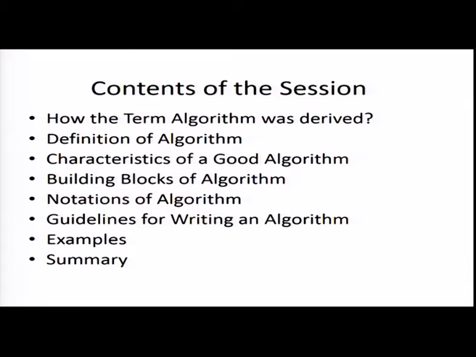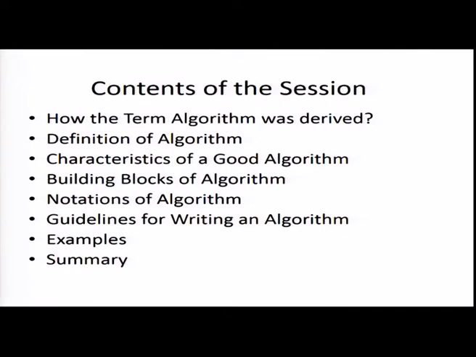So the contents of the session are: we will see what an algorithm is, how the name algorithm was coined, what the definition of an algorithm is, what the characteristics of a good algorithm are, what the building blocks of an algorithm are, what the notations of an algorithm are, and what guidelines are required for writing an algorithm. We will also see a few examples of writing an algorithm, and then we will summarize this session.